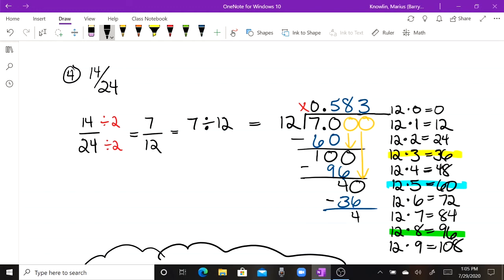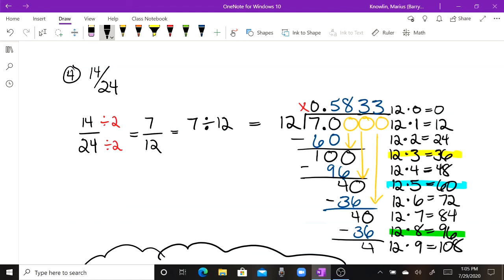4. But now we know that 12 can't go into 4, so we got to add another 0, bring that down. That becomes 40. And once again, we start to see a pattern here because 12 goes into 40 3 times. We're going to get 36. And when we subtract, we're going to get 4. And we know that this is going to keep repeating. So the number that's repeating here is the 3.